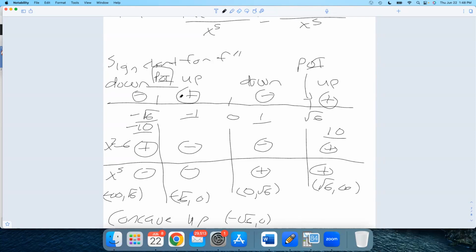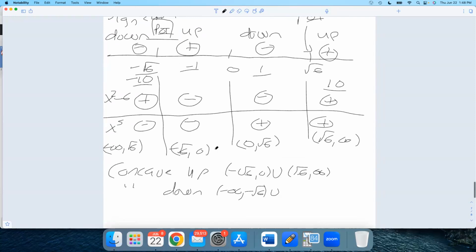Okay, so where were we up? The second derivative was positive in this region and in this region. Exactly what I wrote before. I just wrote the word wrong. And down, negative infinity to negative root 6. And then again, 0 to root 6.